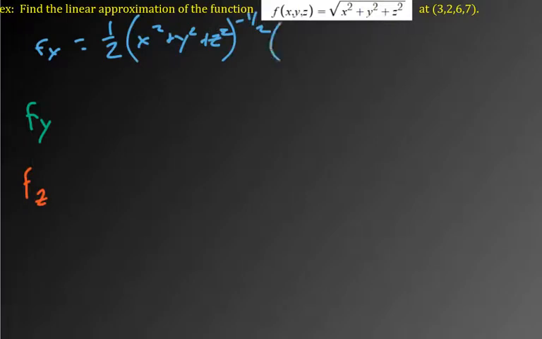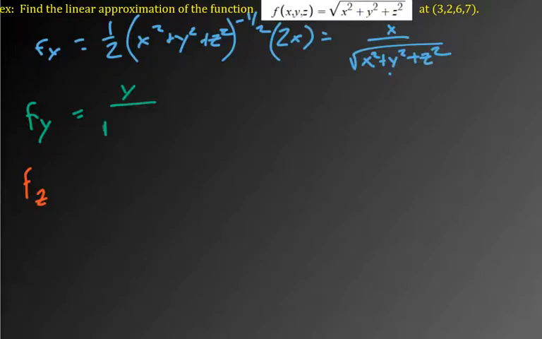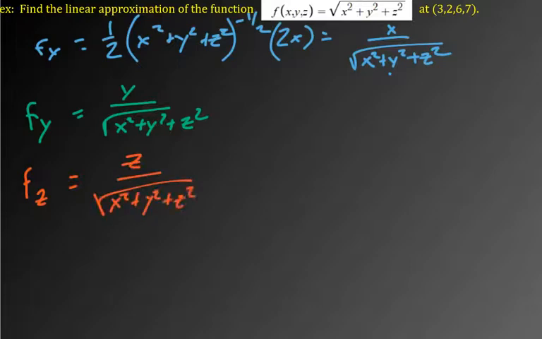And then chain rule, you have to multiply by the derivative of the inside, which for the x part is just going to be 2x. So then the 2's cancel, and you would get x over the square root of x squared plus y squared plus z squared. And honestly, all of them have that sort of structure, so I'm just going to put the other ones up. You're going to have y over the square root of x squared plus y squared plus z squared, and then z over the square root of x squared plus y squared plus z squared.